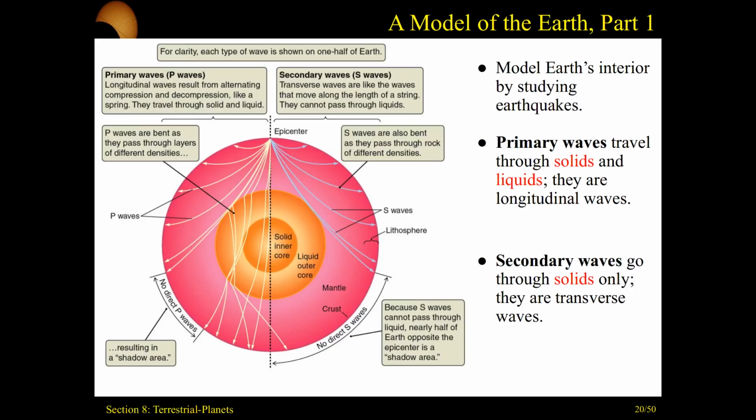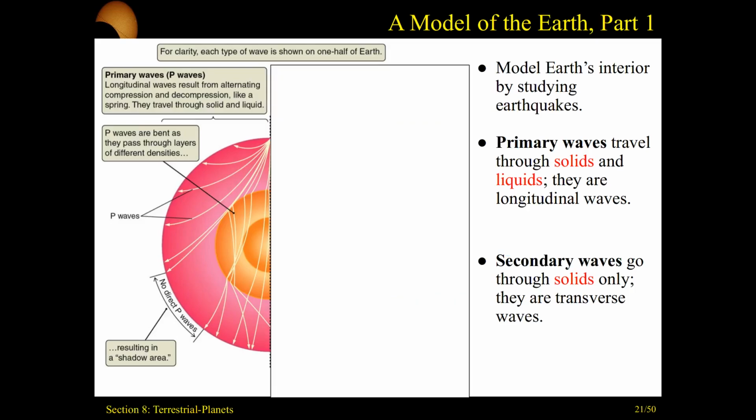There are two main types of waves that we'll talk about: primary and secondary waves. So let's split this up a little bit and talk about the primary waves first. The primary, or for shorthand we'll call them P waves, can travel through basically anything. They can travel through solids or through liquids, and they're a type of longitudinal wave.